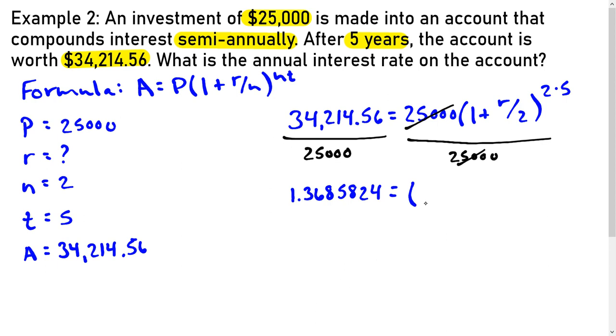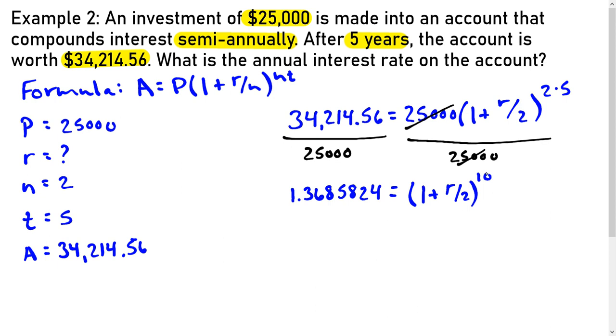That's going to be equal to 1 plus r over 2 raised to the 10th. Okay, so the r is still trapped inside the set of parentheses. And why is there a set of parentheses? Because you're raising it to the 10th. So I'm going to go ahead and show you guys something. It's going to be using exponent rules again.